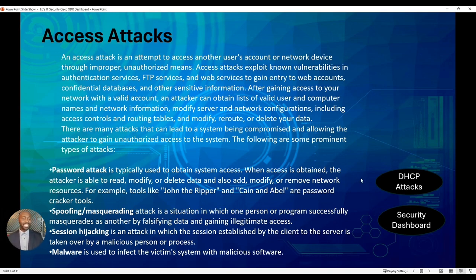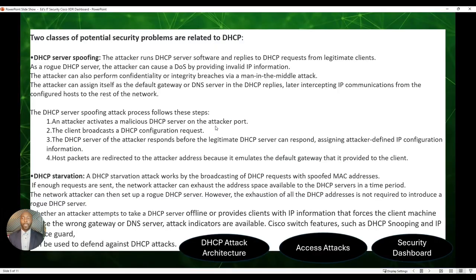Let's jump into DHCP attacks here. DHCP server spoofing and DHCP starvation are two very harmful attacks that can hit enterprises anywhere. When this occurs, you have one bad actor that's collecting devices, getting responses back to them quicker than the actual legitimate client. And now they have access to your DHCP replies, your DHCP information.